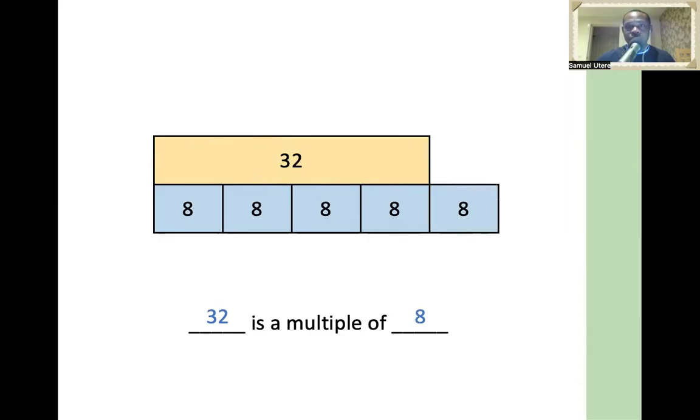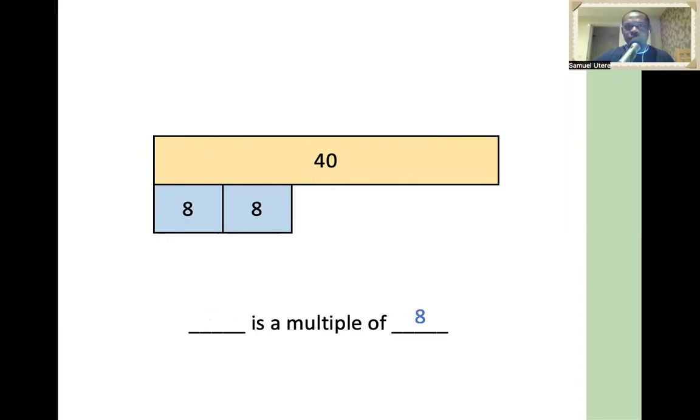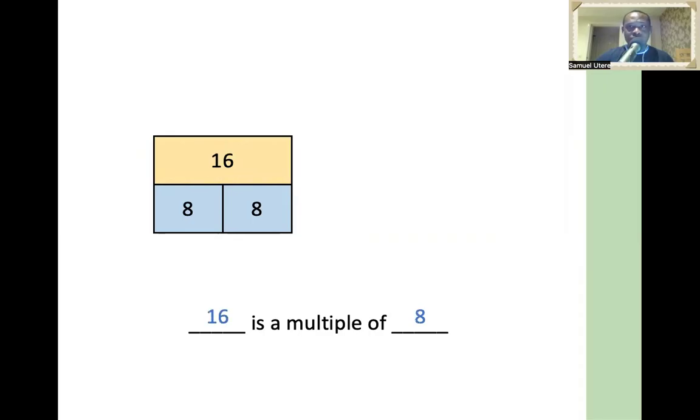What about this? If we add an extra 8, what can we say about 32? Has it changed anything? Not really. The number has just changed, but it's still a multiple of 8. So we can say 40 is a multiple of 8. What about this one? Has it changed anything? Not really. It's telling us that 16 is a multiple of 8.